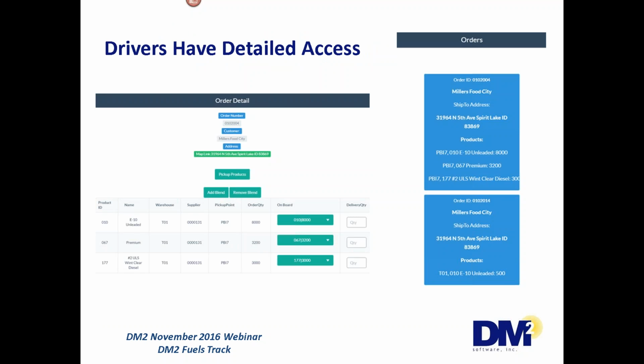With DM2 Delivery Link, drivers have access to all orders that have been assigned, including products. They can double-click anywhere on the screen and it will provide order details, including pickup points by product, a map linking directly to the delivery address, special delivery notes, some might know these as SI memos, and the ability to add and remove blends.